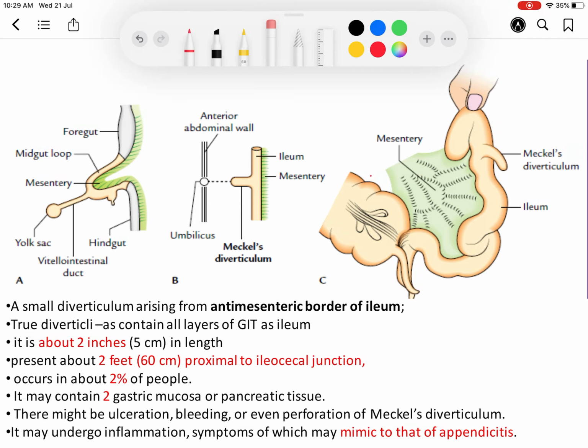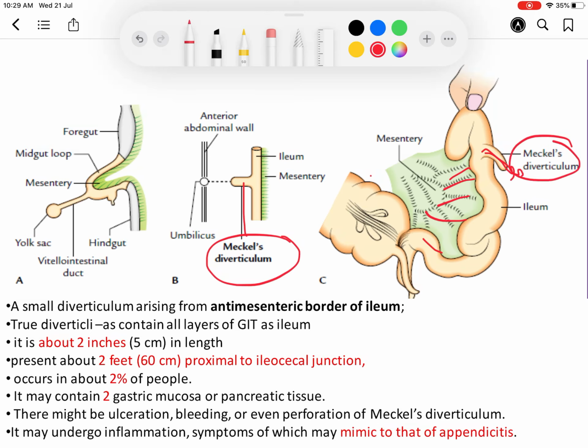Here you can see this is the midgut loop, and this is the vitellointestinal duct which is connecting it with the yolk sac. Most of this vitellointestinal duct usually obliterates around the 10th week, but sometimes its proximal part remains. Here in this diagram you can see the dotted line is representing the obliterated part, and the proximal part is persisting. If the proximal part of the vitellointestinal duct is persisting, then it forms what is called Meckel's diverticulum.